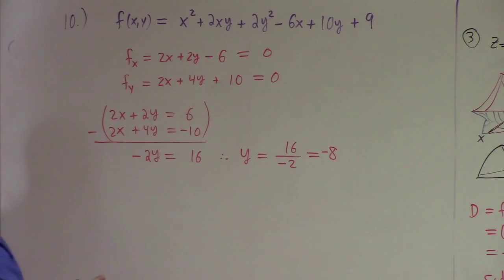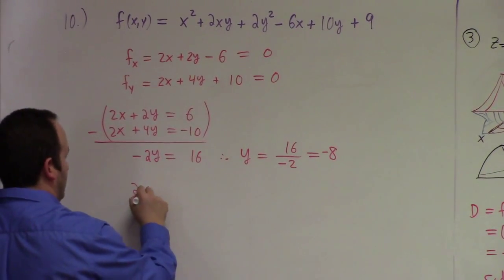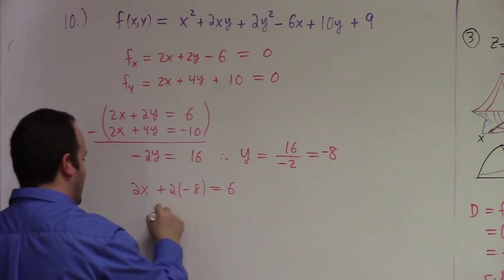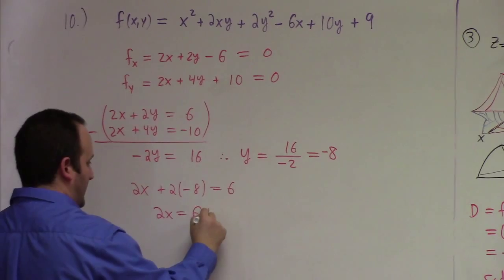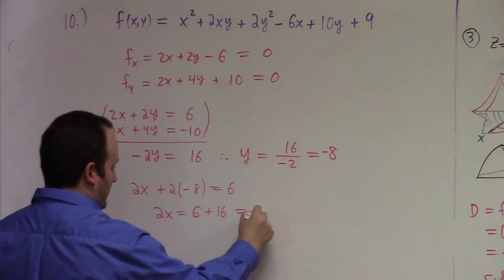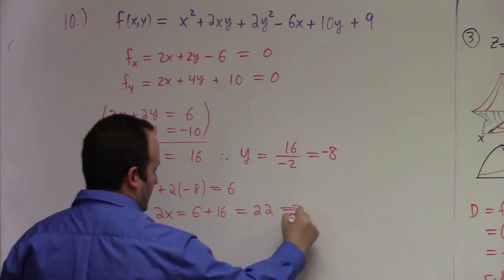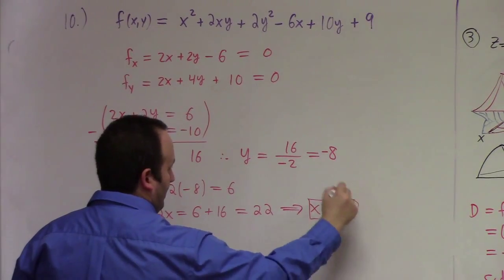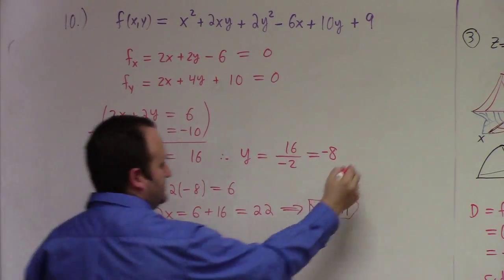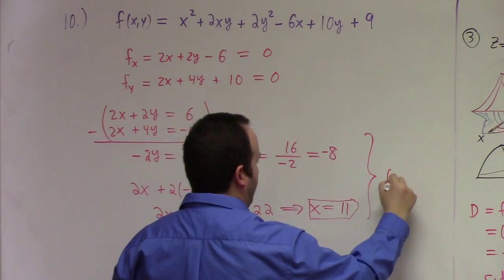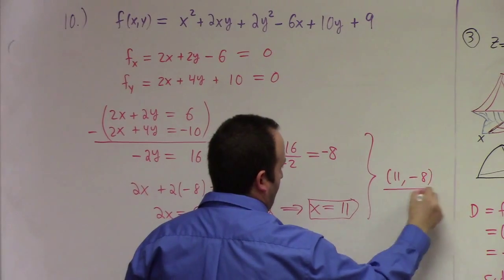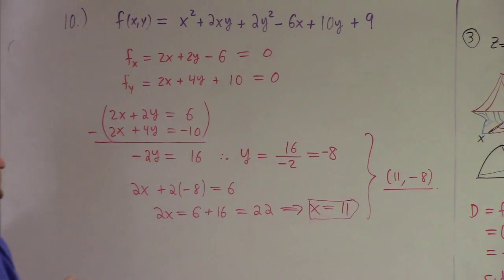Yeah, just plug it back in, whichever one you want. So 2x plus 2 times minus 8 is equal to 6. So 2x is equal to 6 plus 16, which is 22, which tells me that x is equal to 11. So altogether, my critical point is 11 comma minus 8. My sole critical point.